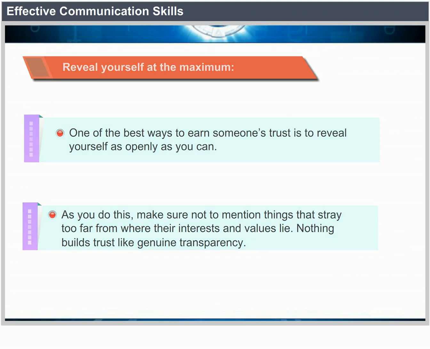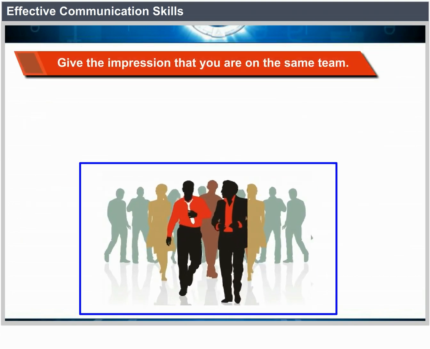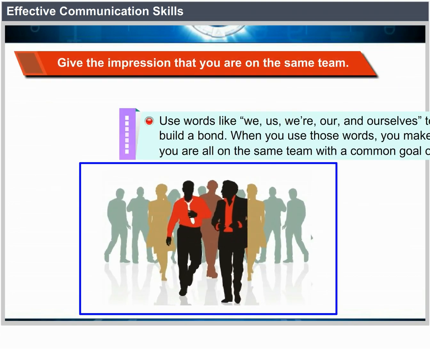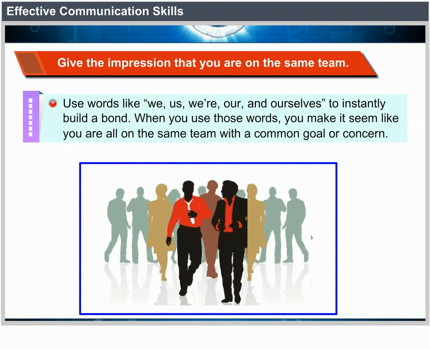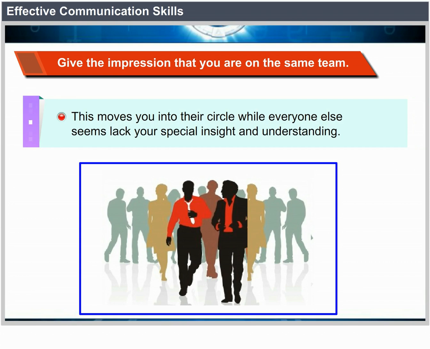Give the impression that you are on the same team. Use words like we, us, we're, our, and ourselves to instantly build a bond. When you use those words, you make it seem like you are all on the same team with a common goal or concern. This moves you into their circle while everyone else seems to lack your special insight and understanding.